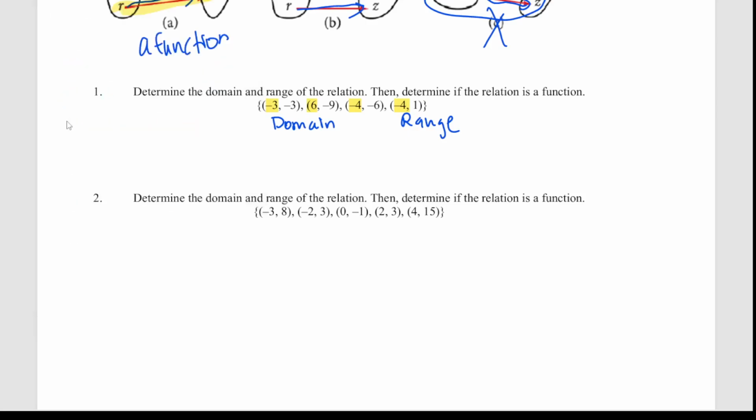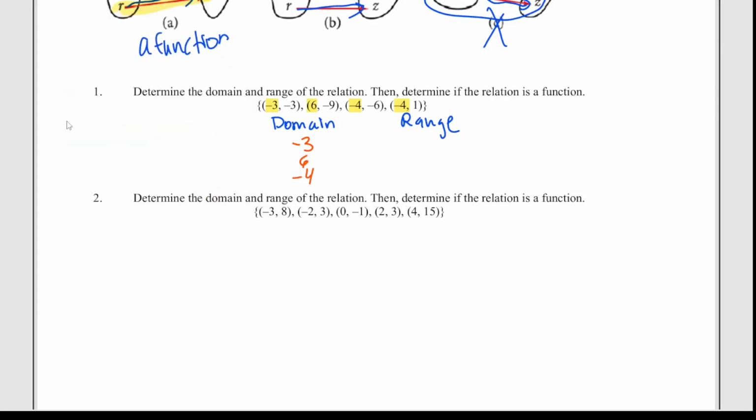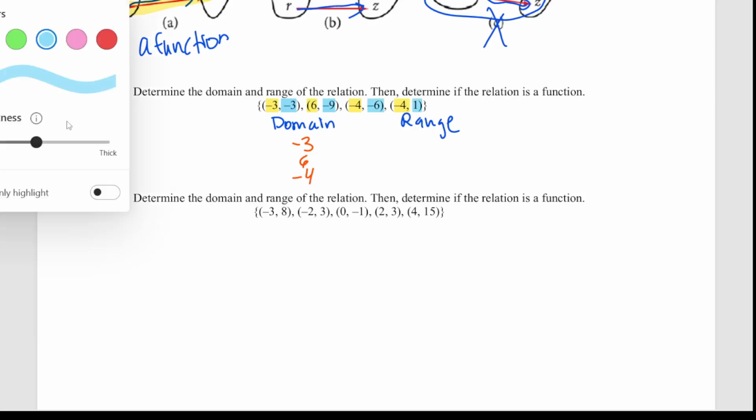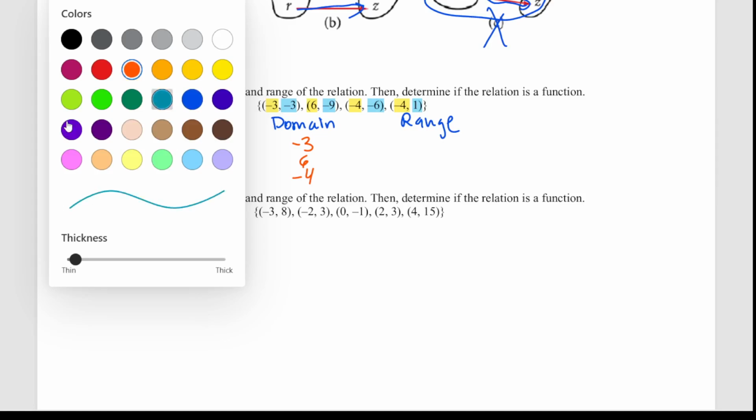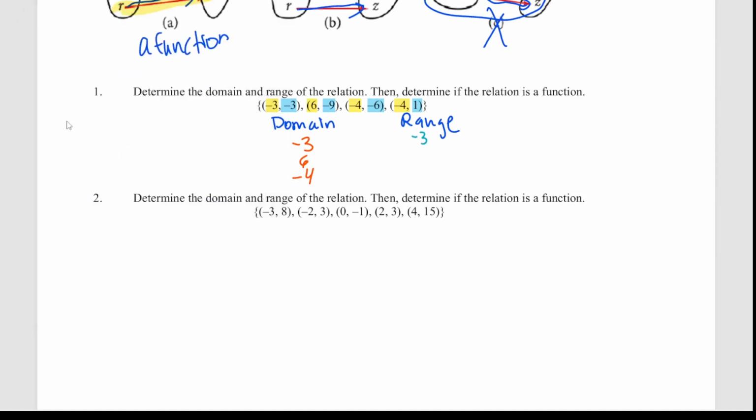So in particular here, I'm going to list that my elements of the domain are -3, 6, and -4, and it looks like -4 is listed twice. For my range, those are going to be all my outputs, aka my y's, so that'll be -3, -9, 6, and 1. So that's what I'm going to list for my range here. We've got -3, -9, 6, and 1.